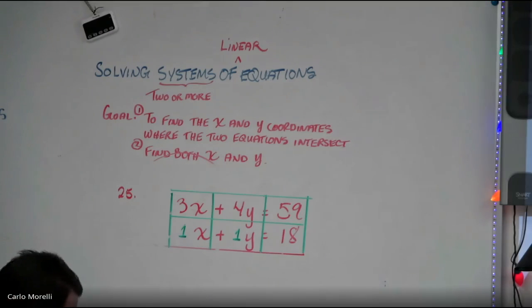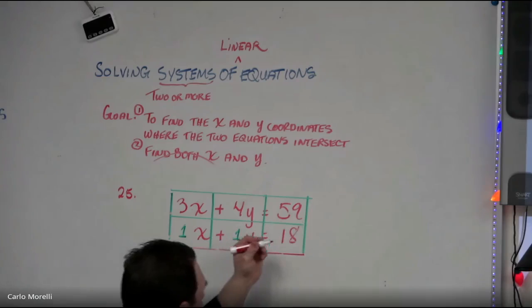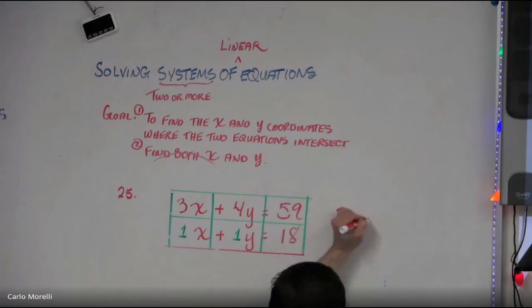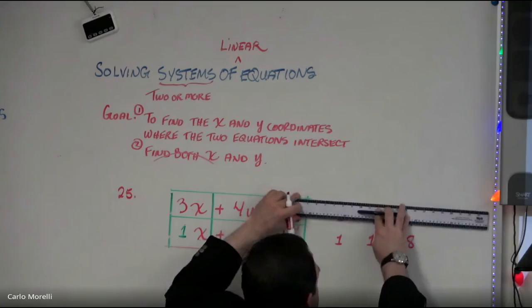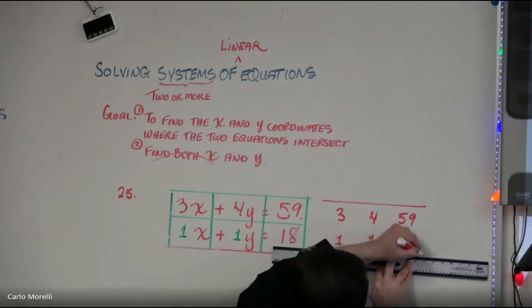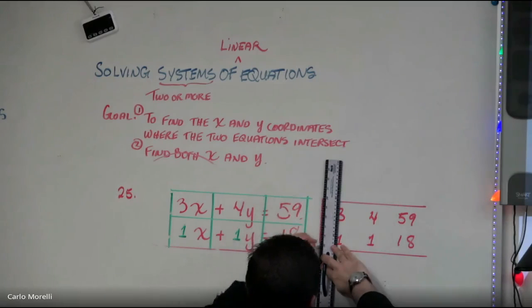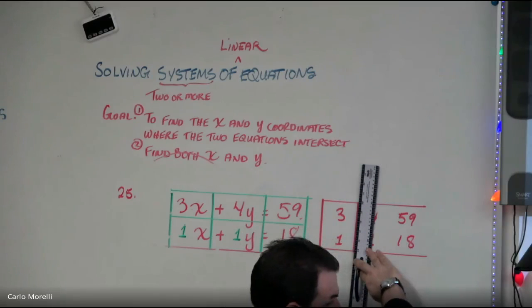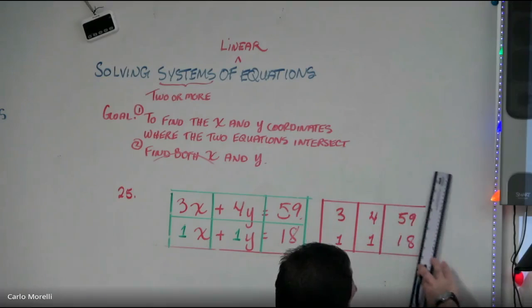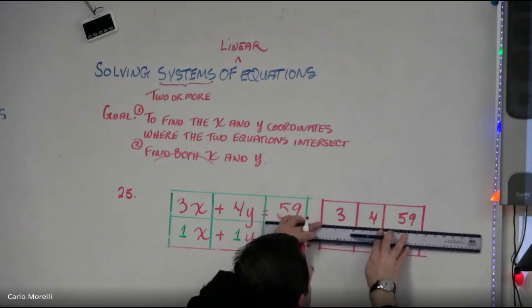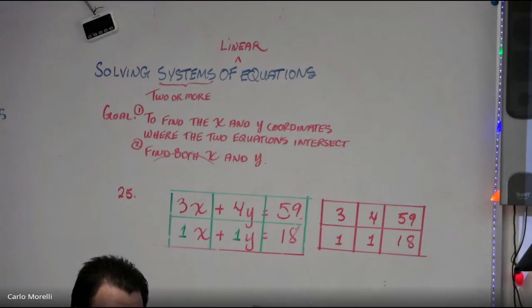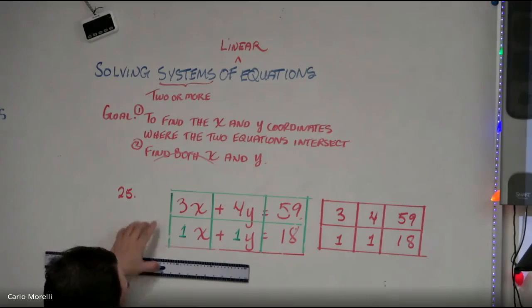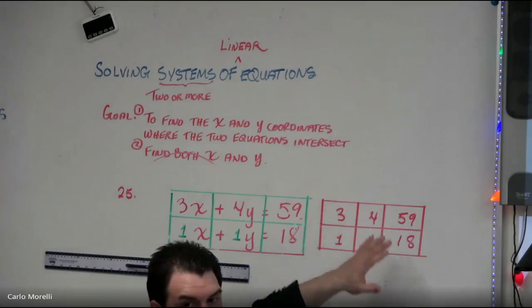We're now going to strip all the letters out and just save the numbers. So over here, I'm going to create a smaller matrix like this. 3, 4, 59, 1, 1, 18. Okay? And if you want, you can put that in a box. Okay, this is your gold. If you have this and you remember how to use a calculator, you can get the answer. Remember what our goal is. We're trying to find X and Y. This top row is going to give us X. The bottom row is going to give us Y.